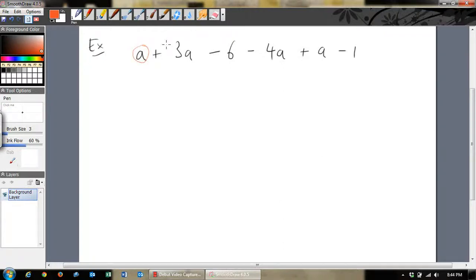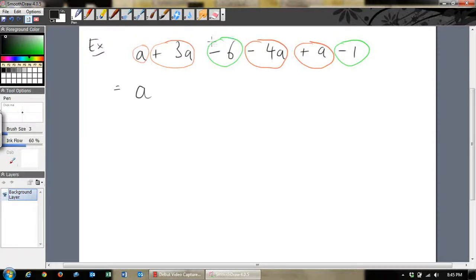Here we've got an a. Here we've got positive 3a. Okay. Here we've got negative 4a. Here we've got positive a. And what's left over are all constant terms. We've got negative 6 and negative 1. So we just have to figure out, if you put these all together, what do you get? Okay. So we've got 1a plus 3a, that's 4a. Minus 4a, it's 0. 0 plus a, and you end up with just a for your a's. Okay, so we're just adding up all the different a's that we have. 1 plus 3 minus 4 plus 1.